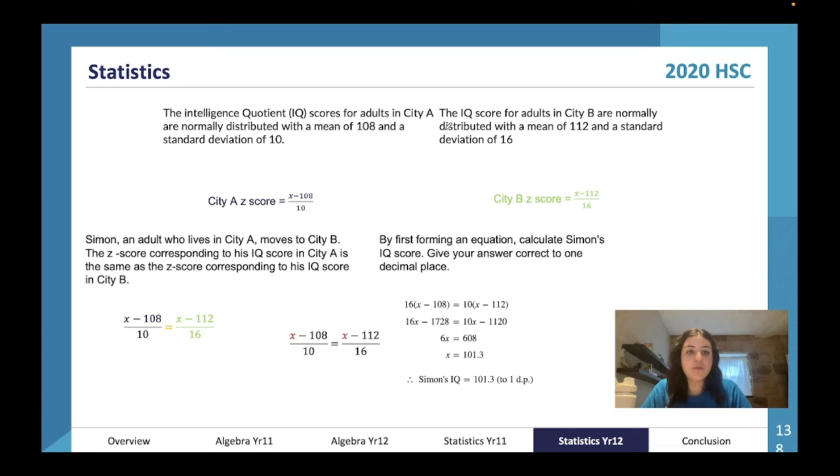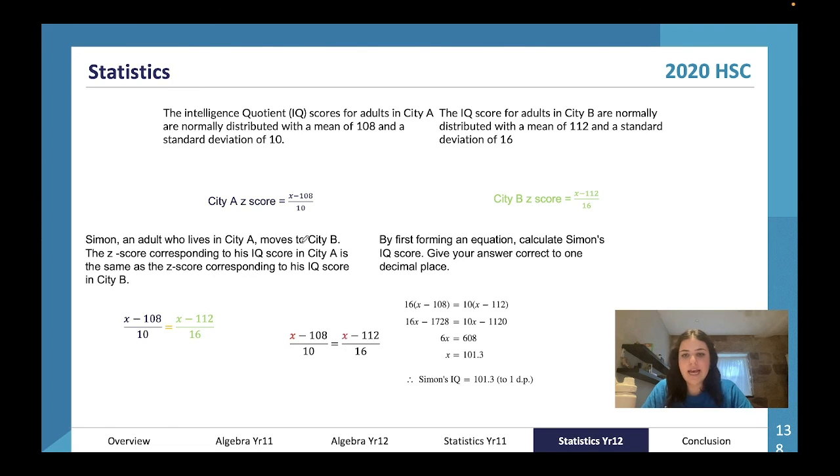The IQ score for adults in City B are normally distributed with a mean of 112 and a standard deviation of 16. So the first thing we're going to do is find our 2 Z scores. So the City A Z score is going to be x minus 108 over 10. The City B Z score is going to be x minus 112 over 16.